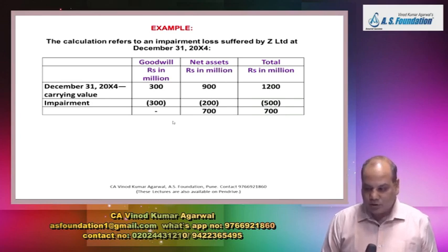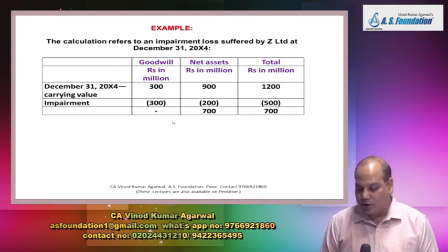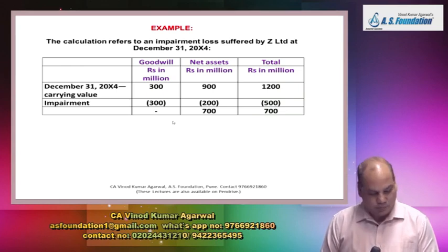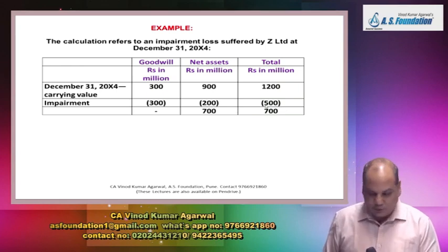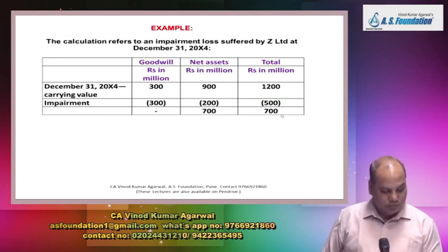First read the question. The calculation refers to impairment loss suffered by Z Limited on 31st December 20x4. Goodwill, net asset, total. Carrying value on 31st December 20x4: 300, 900, 1200. Impairment loss is total 500. They have first allocated 300 to goodwill, then 200 to net asset, and therefore the carrying amount now is 0, 700 and 700.